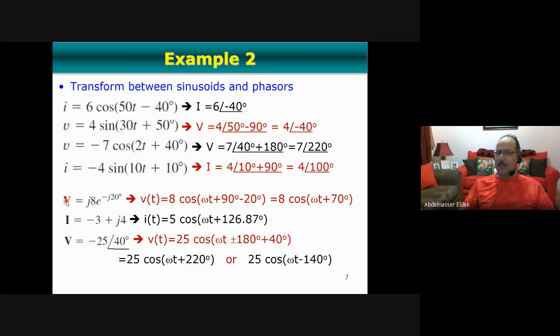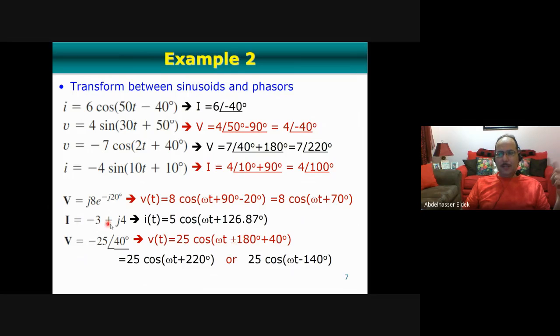Here you have, for example, V equal j8 e to the power of negative j20 degrees. So the amplitude is 8. What is the phase? j by itself is 90 degree phase. So you add 90 degree to this negative 20. That's it. And since this one is phasor here, then it is cosine. So if you want to convert from phasor to time domain, it will be 8 cosine omega t plus 90 degree, because you have this j and minus 20 degree.